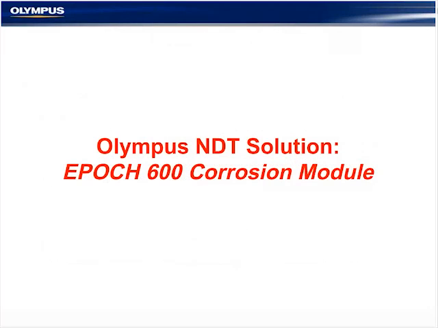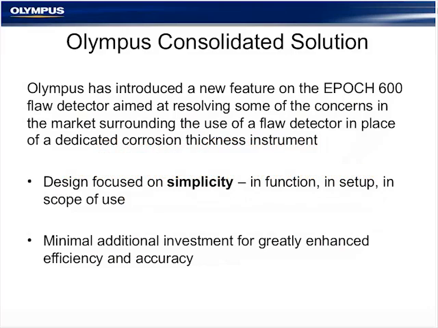So based on this very brief survey of market trends, Olympus has developed a software feature for the EPIC 600 that is specifically targeted towards the corrosion market. And this is what we're here to talk about primarily today.